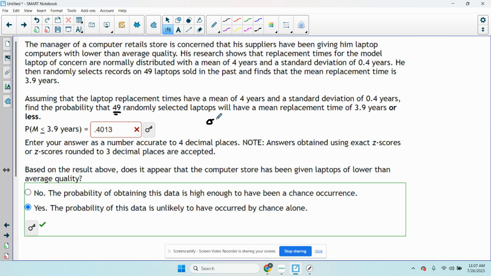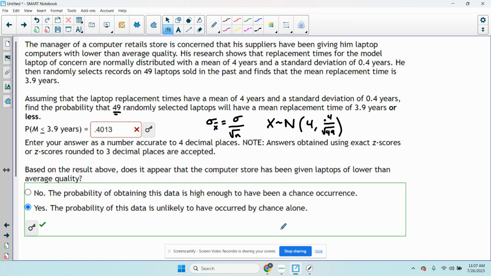our sigma of a sample is equal to the sigma of the population divided by the square root of the sample size. So in this particular case, we're going to use the normal CDF. So our X is going to follow the normal with a mean of 4 and a standard deviation of 0.4 divided by the square root of 49, which is 7.